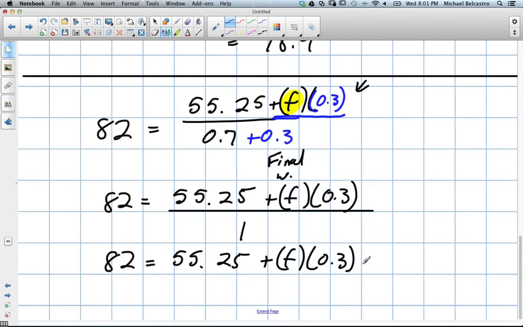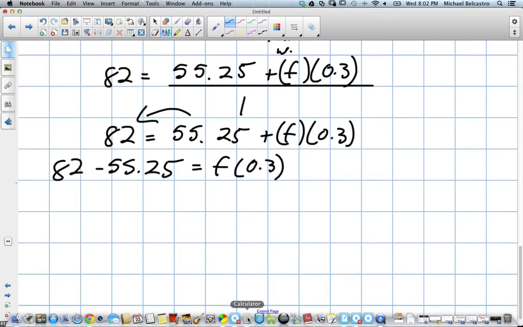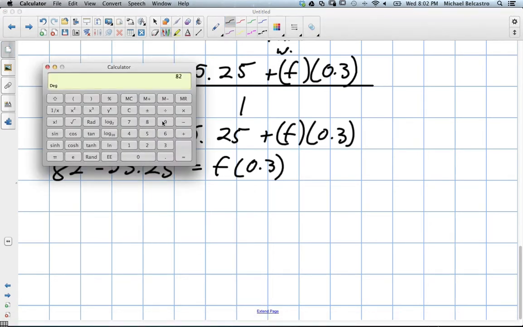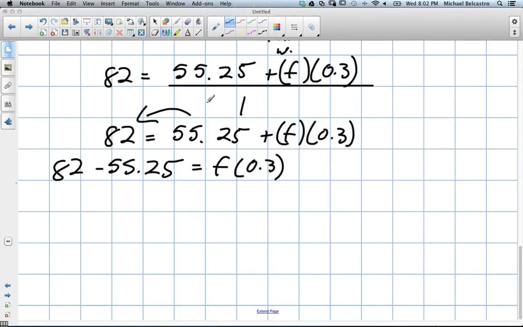Does that make sense from this step to the next? Okay, so isolating F, I've got to move 55.25 to the other side. So 82 minus 55.25 is equal to F times 0.3. Take our calculator out. 82 minus 55.25 is 26.75. And then how do we isolate F? Divide by 0.3. That's exactly it.